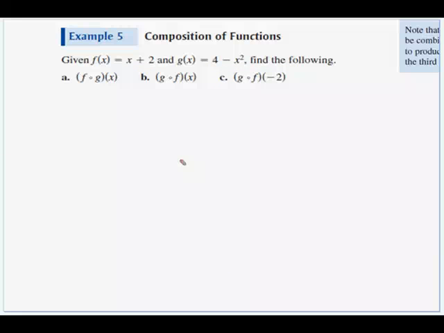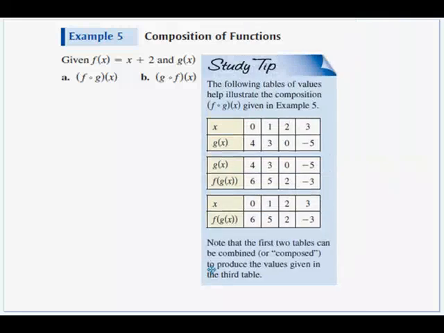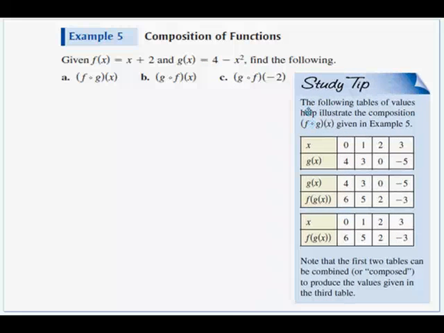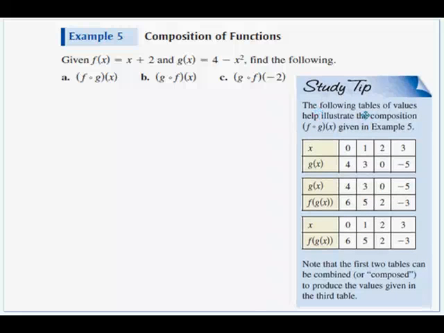Okay, and I see up in the upper right corner there's a blue box. What's this about? Okay. The following table of values helps illustrate the composition in this example. So we have our g of x function. That is 4 minus x squared. Well, when I plug in a 0, 4 minus 0 squared is 4. 4 minus 1 squared is 3. 4 minus 2 squared is 0.